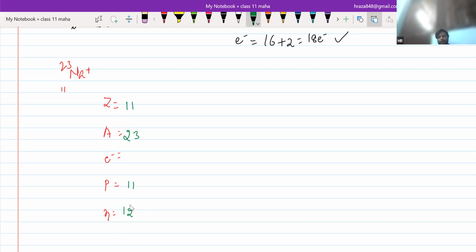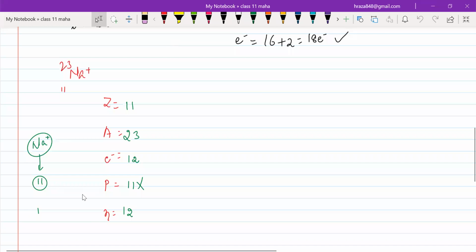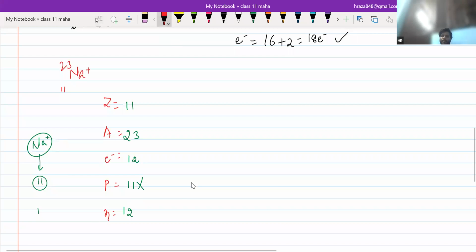What about electrons? 12? How did you calculate? If it is in the neutral state, it has 11 electrons, but it is positive, plus. That means it loses one electron. So the electrons it will have will be 10 now. Because it loses one electron, the number of electrons will be 10. Yes or no? Yes.